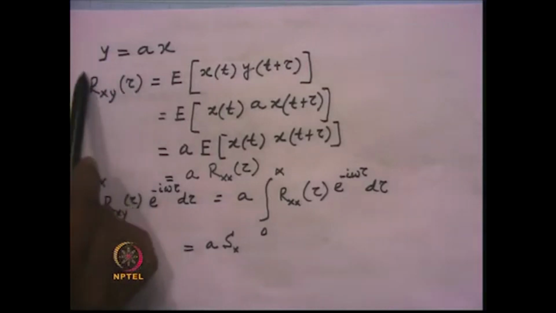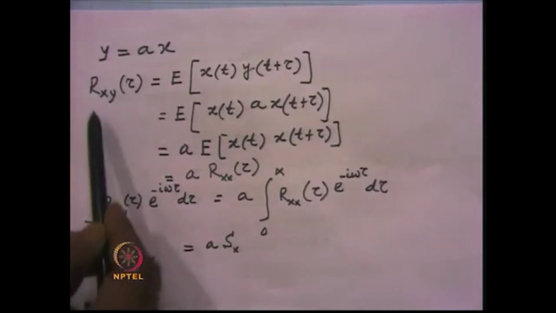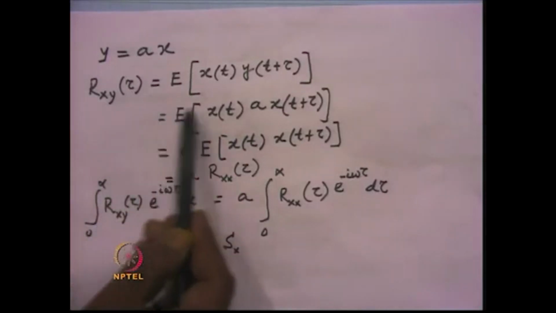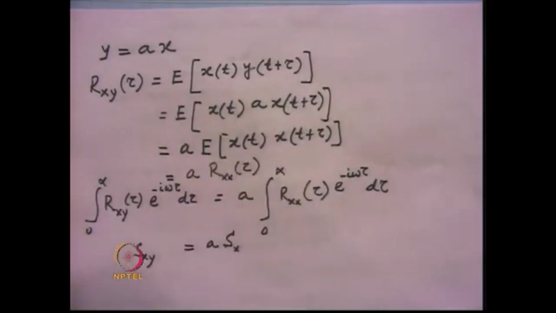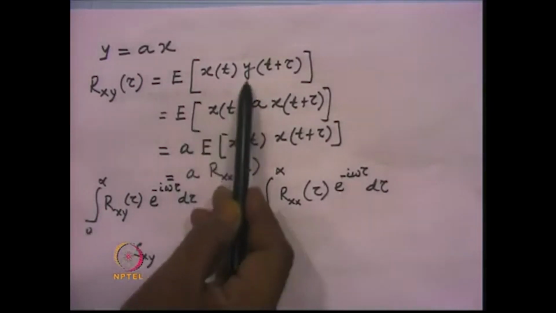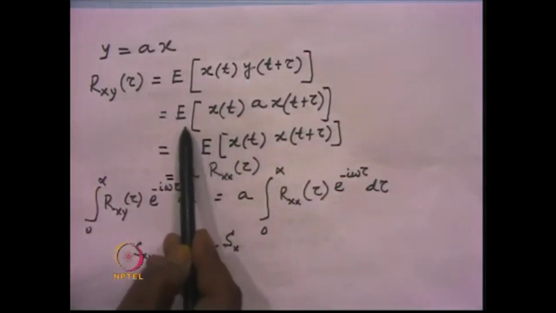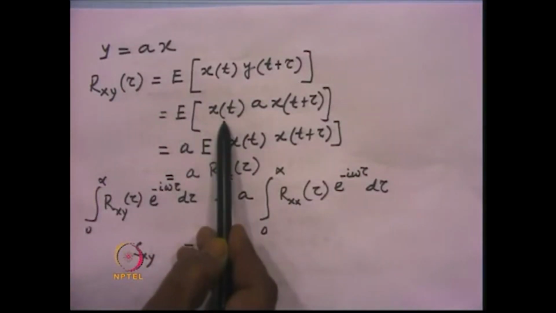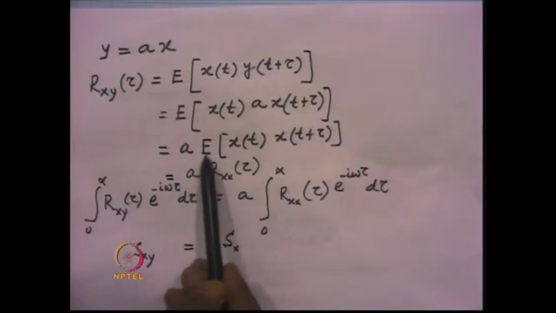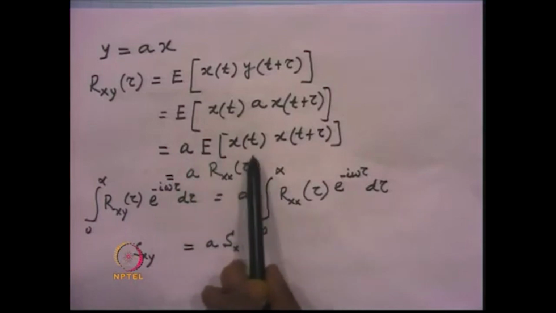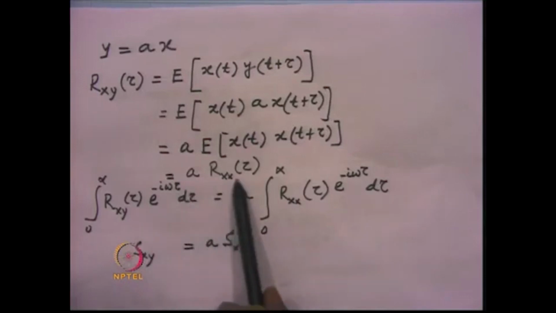This is the cross correlation function between x and y, Rxy tau, that can be written as the expected value of x t into y t plus tau. And if we substitute for y t plus tau from this equation, it becomes the expected value of x t into A x t plus tau. Taking out A, we have A into the expected value of x t into x t plus tau, and that is nothing but A into Rxx tau.